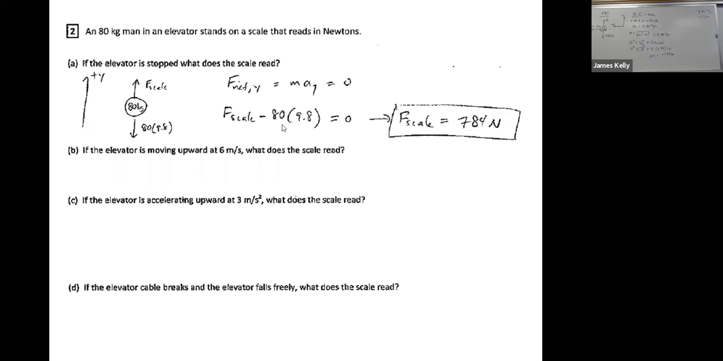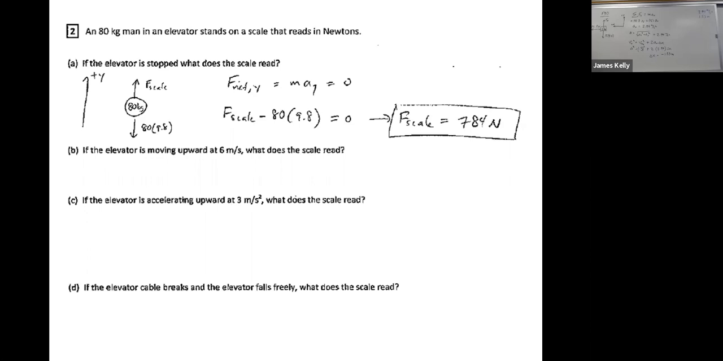All right. Here is a second example, and this is where things start to get confusing. So we're going to do a couple of examples related to this one. But let's just very quickly look through the solution you saw on the video. An 80-kilogram man in an elevator stands on a scale that reads in Newtons. I didn't draw a cartoon of it, but I did draw a free body diagram. Here I am in the elevator, standing on a scale. And I'm going to draw a free body diagram for me.